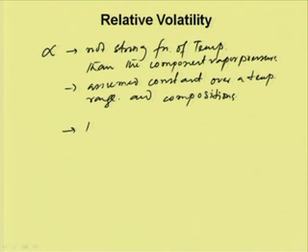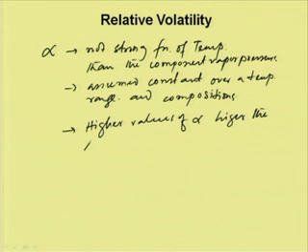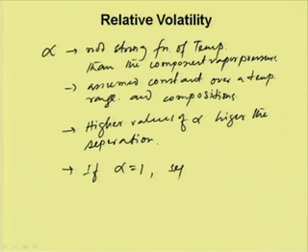So, the higher the value of alpha, the higher the separation. If alpha is 1, then the separation is not possible.